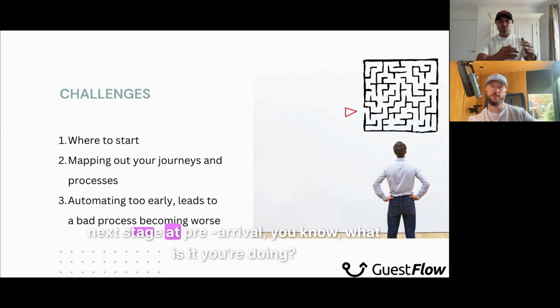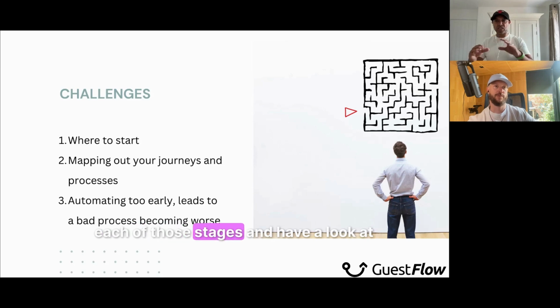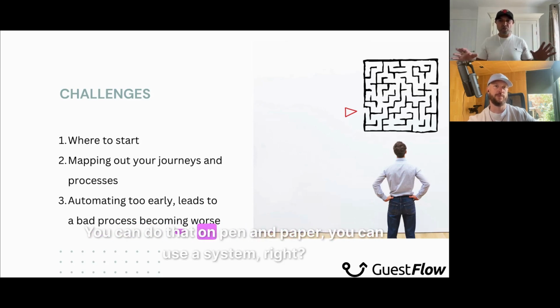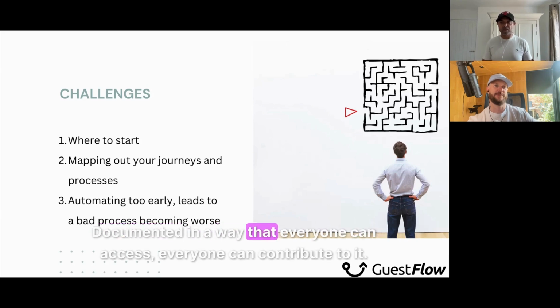the next stage at pre-arrival, what is it you're doing? Write that down. The tasks, the messaging, the alerting, get all of that written down at each of those stages, and have a look at that. You can do that on pen and paper. You can use a system, right? We recommend using a system for this, documented in a way that everyone can access, everyone can contribute to it.